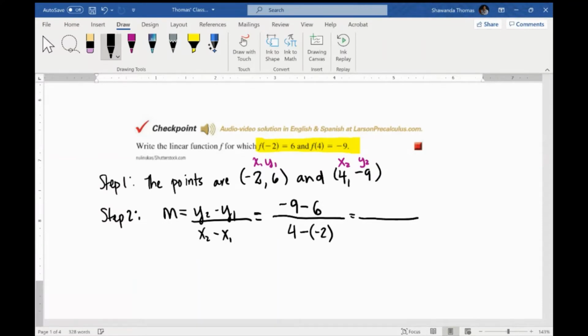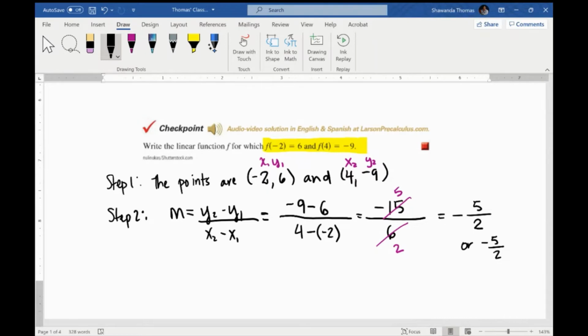In the numerator, what's -9 minus 6? -15. And 4 minus -2 equals 6. Can I reduce this fraction? Yes, divided by 3. 3 goes into 15 five times, and into 6 two times. So what we really have is -5/2. All of these forms mean the same thing, just don't put the negative in the denominator.